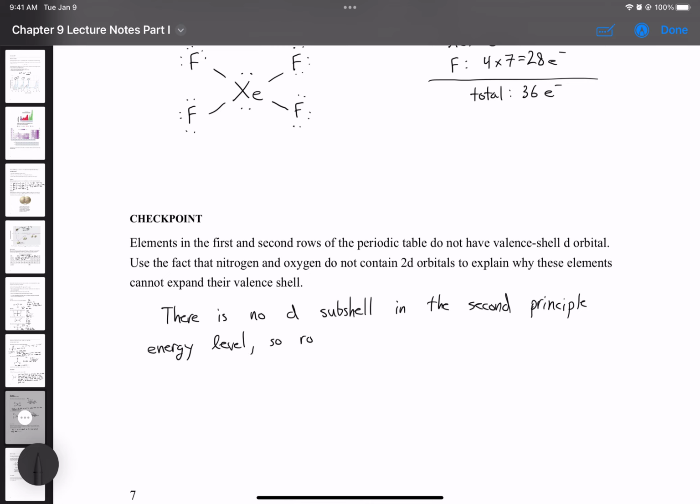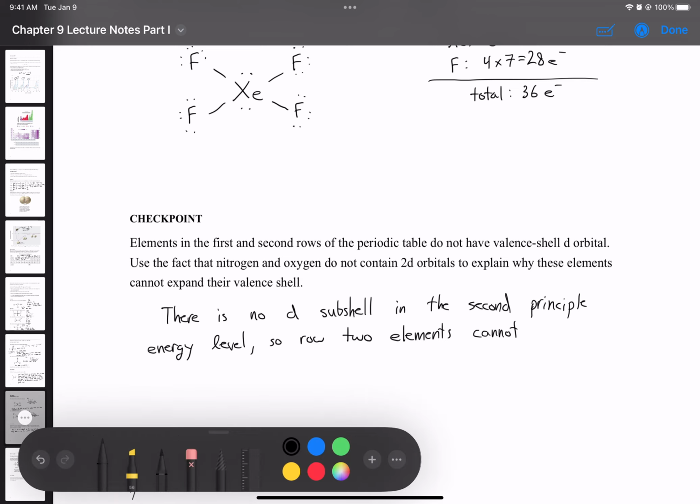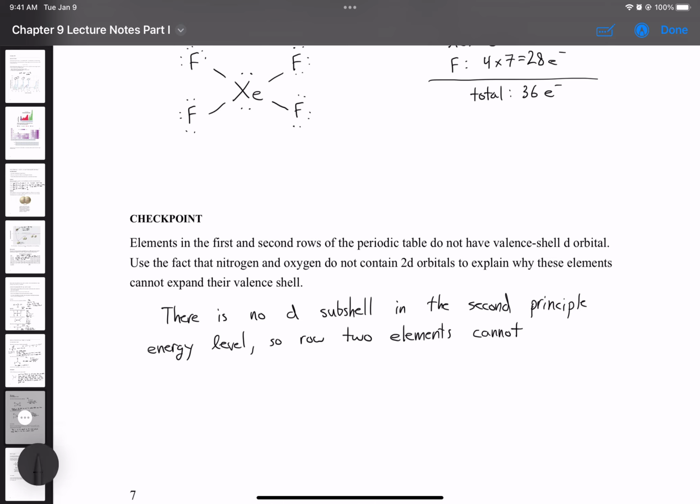So row 2 elements, right, cannot expand past an octet. So it's not possible for these elements to form more than 4 bonds or 8 electrons around an atom in a compound. Okay, so it's not possible.